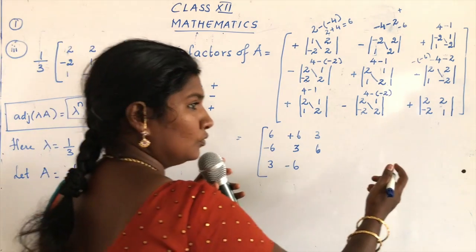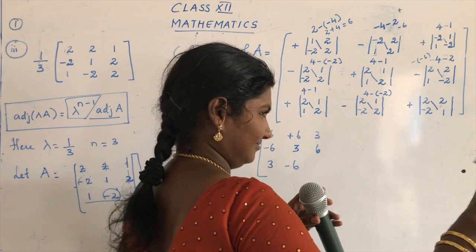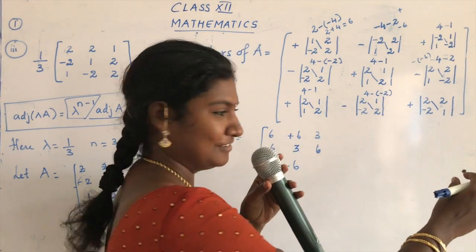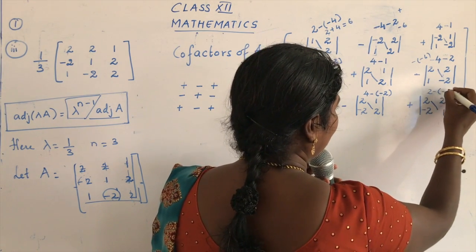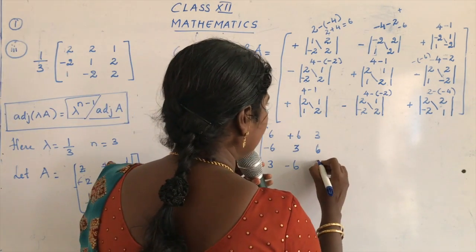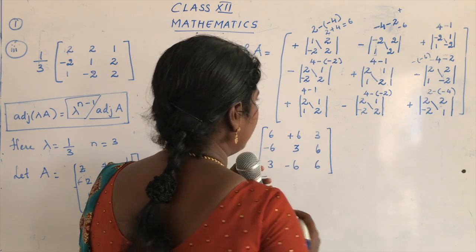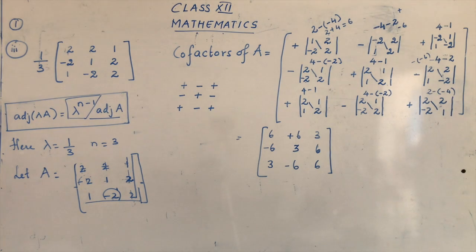Next, 2 1s are 2. Minus of minus 4. So 2 plus 4 is equal to 6. And the sign over here is plus. So we have got the answer. Since the positive sign is present in the front, we have written a positive sign. So what do you get here? 6, 3, minus 6, 3, 6, 3, minus 6, 6. So now we have found the cofactors.